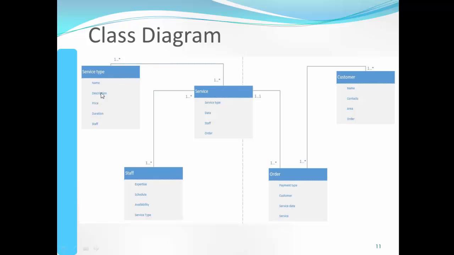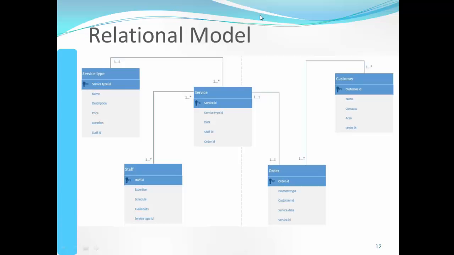In the class diagram, several attributes are assembled in tables regarding the information attached to the classes that come alongside. For instance, the information related to an order concerns the payment type, the customer, the service dates, and the service itself. The numbers at the edges of the arrows define the type of relationship between 2 entities. For instance, one staff member refers to just one service. This is a one-to-many.